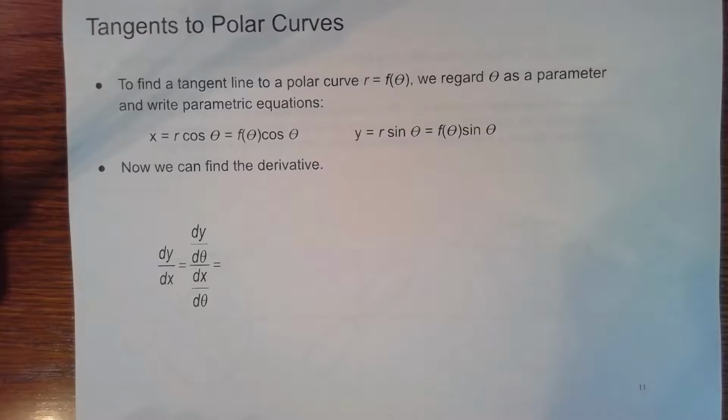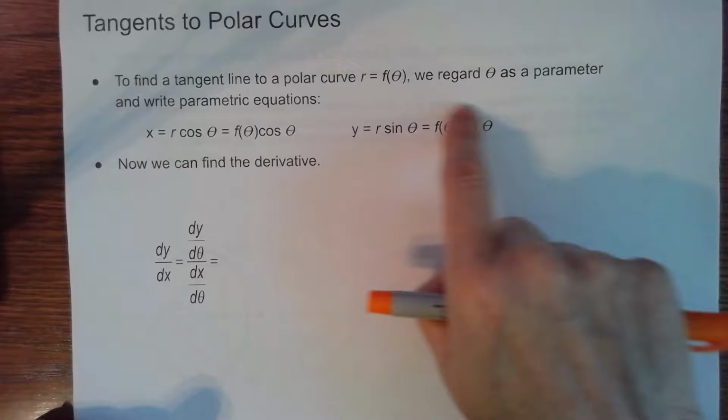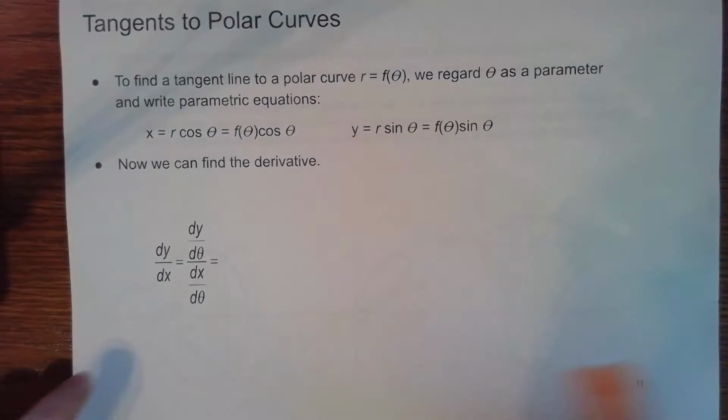And we use what we know from the previous section, section 10.2, about how to find the derivative. If I want the derivative of y with respect to x, I can use the parametric equations, take the derivative of y with respect to the parameter and divide that by the derivative of x with respect to the parameter, and that will give me dy/dx.